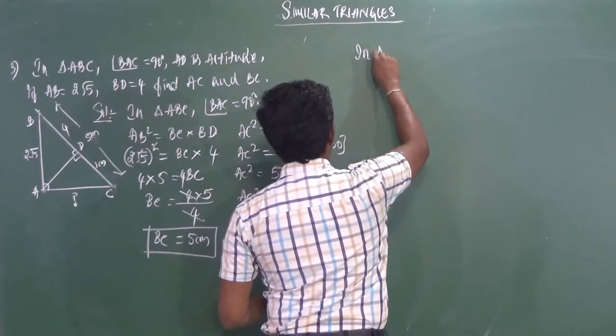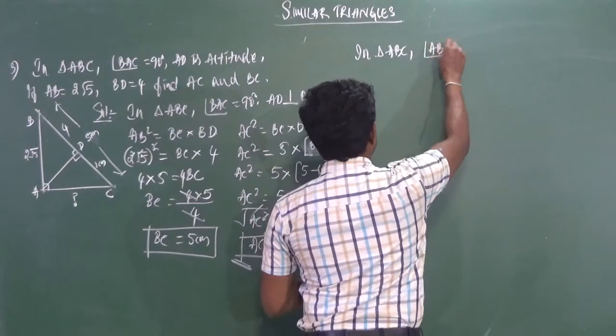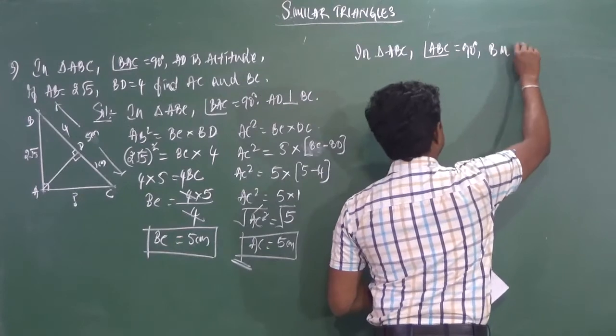In triangle ABC, angle ABC is equal to 90 degrees. BM is the altitude.